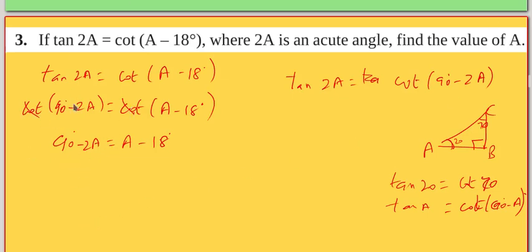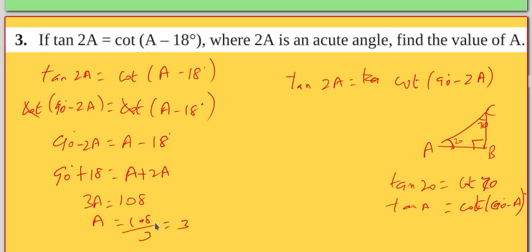Okay, so here what will happen? Here 90 and 18 are angles and these two are in terms of A. So let me bring A one side and angles another side. 90 plus 18 equal to A plus 2A. That means 3A equal to 108. So A is 108 divided by 3. 3 3s are 9, 6 3s are 18. So A is 36. Angle A is 36 degrees.